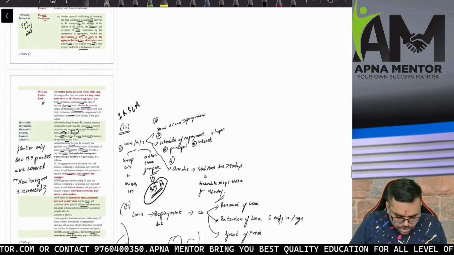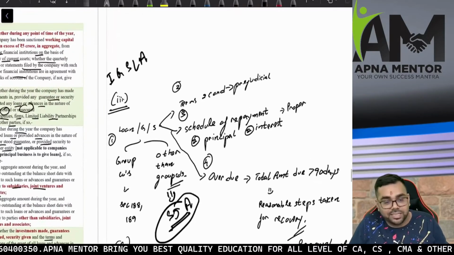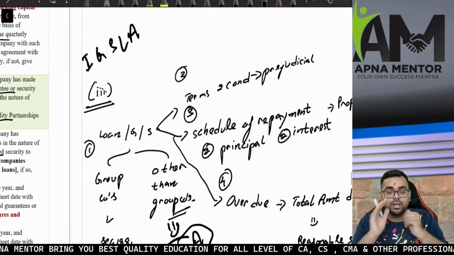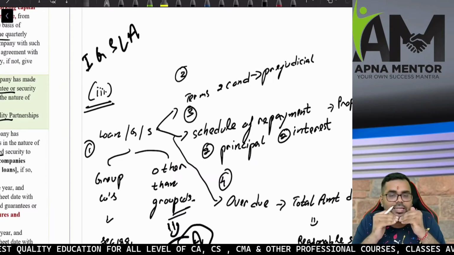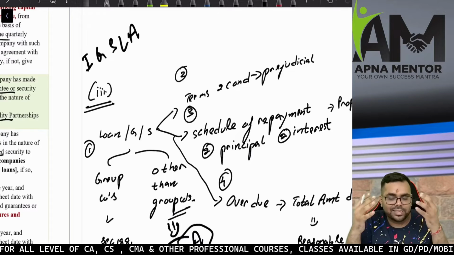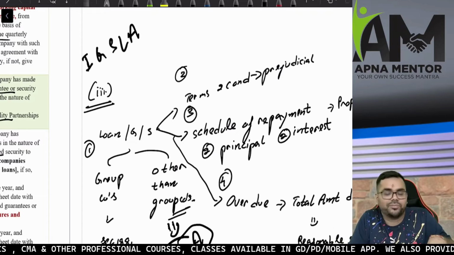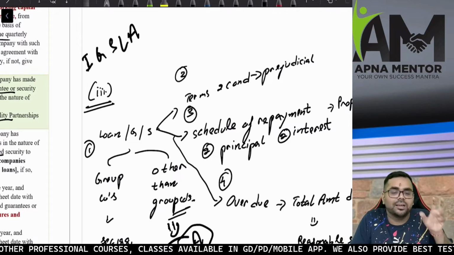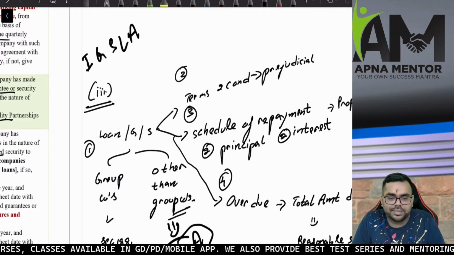Then we have clause number 3. This particular clause number 3, I call it the IGSLA clause. What is the IGSLA clause? I stands for investment, G stands for guarantee, S stands for security, L stands for loan, A stands for advances. So basically IGSLA gives you a brief about this clause, that the company is making any form of investment, giving any kind of guarantee, giving any form of security, giving any kind of loans or advances, something like that.